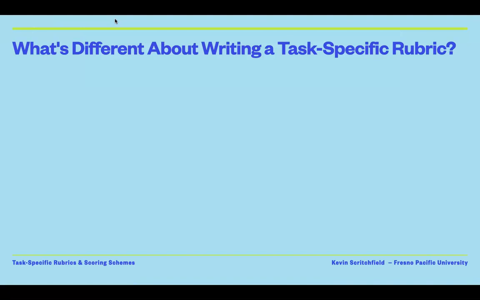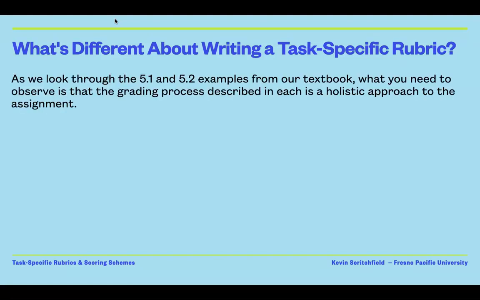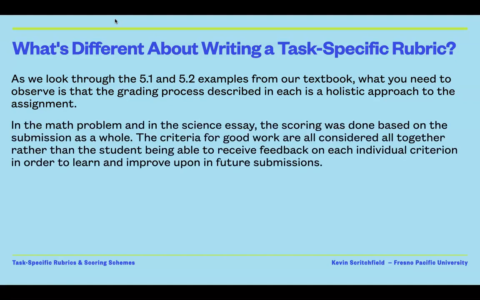So what's different about writing a task-specific rubric? As we look at these two examples that we just did from our textbook, we need to see that the grading process is much more holistic in nature as we approach scoring this assignment. We're looking at the entire answer, whether it's an essay form or a numeric answer or showing work or whatever it is. We're looking at that holistically as the entire answer that they've provided.